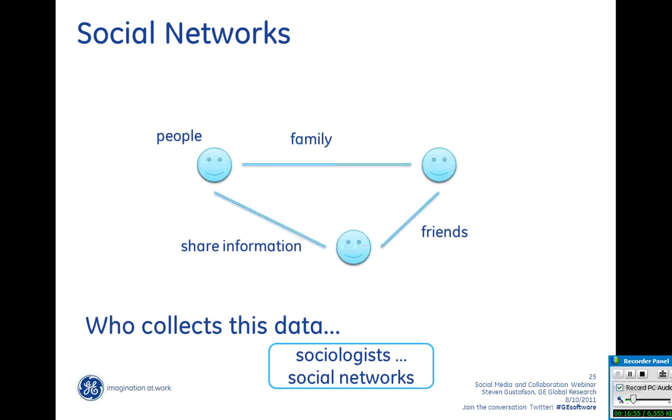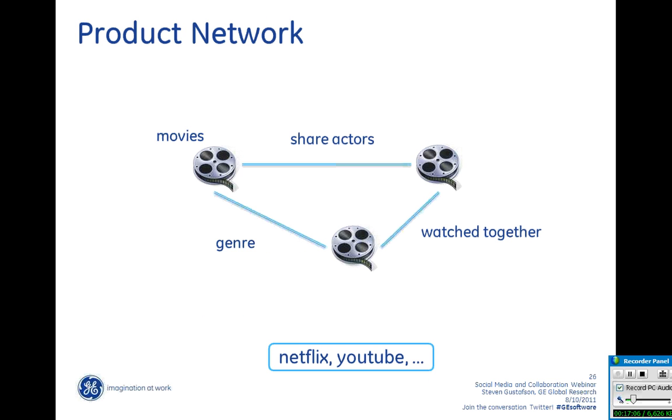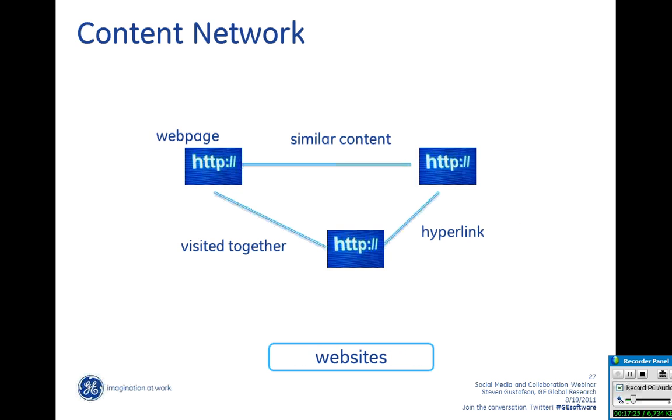And so who collects this data? In the real and in the digital space, sociologists who study human behavior and how people interact, as well as the social network companies. So you can start to see that who owns the data is becoming very important also. So product networks. Take movies, for example: movies can be related by who shares actors. They can be related by genres and by how they're watched together. So these are all kinds of different relationships that you can draw between movies, products, places, and people.